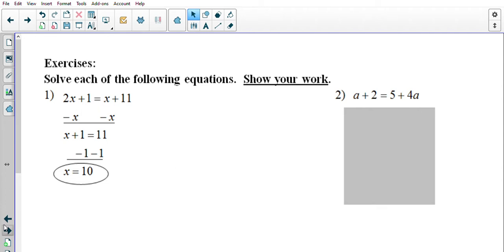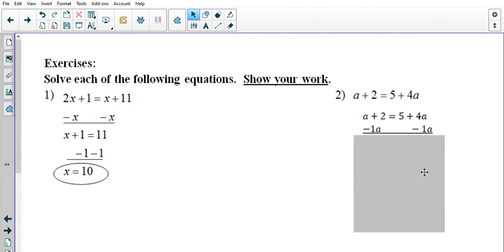We have a plus 2 equals 5 plus 4a. So we have 1a on the left, 4a on the right. I do suggest moving the smaller variable expression, so I'm going to move the 1a. Since it's positive, I do that by subtracting 1a from both sides. Notice how I'm lining up my a's with my a's, my like terms. I've got 1a minus 1a on the left, which leaves me with 2 equals, bring down my 5. My 4a minus 1a gives me 3a. So again, I've got 2 equals 5 plus 3a. You can line up these equal signs if you want as well.